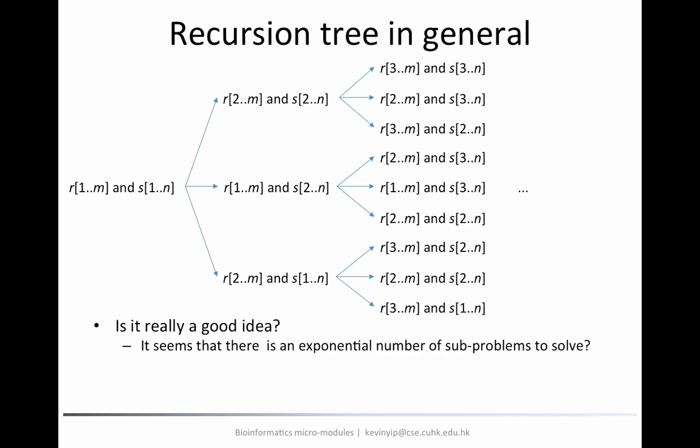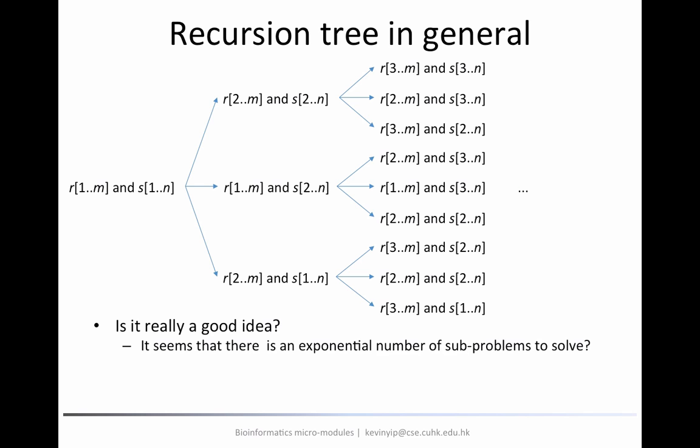So now you may be wondering, is it really a good idea to do dynamic programming in this way? Because it seems that there will be a large number of subproblems to solve. The first layer will have one problem, second layer will have 3, third layer will have 9, and then 27, 81, it grows very rapidly.